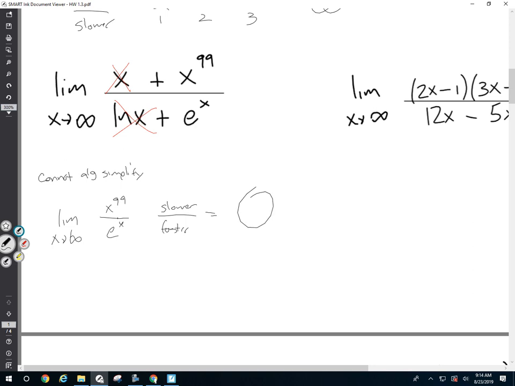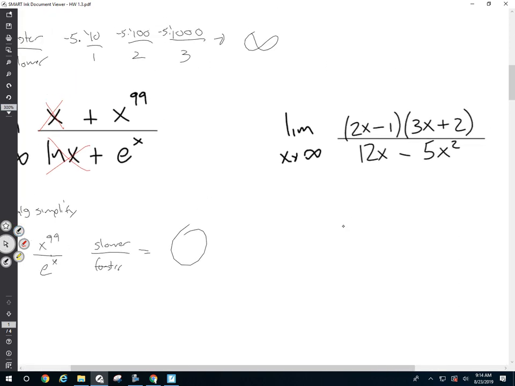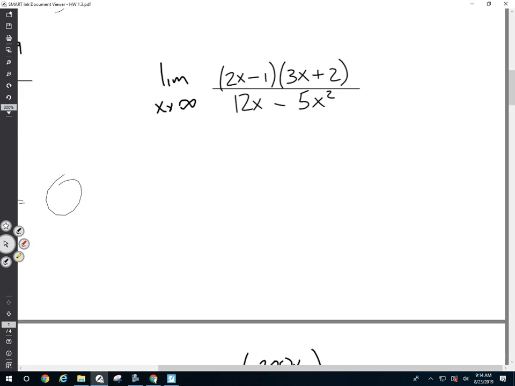Approaches 0. All right, this guy. Well, it looks like I just have 2x and 3x. Looks like I want to cancel the 1 and 2. Just be careful. Note that if you were to distribute this, you'd have 6x squared plus some other stuff. Well, 6x squared will be dominating the growth of the numerator. In the denominator, I just have the fastest growing term, which is the negative 5x squared.